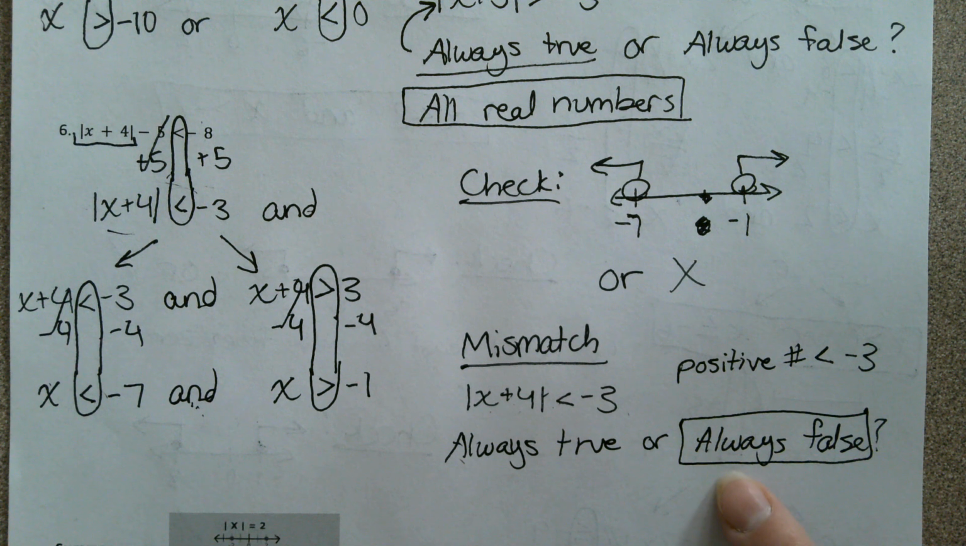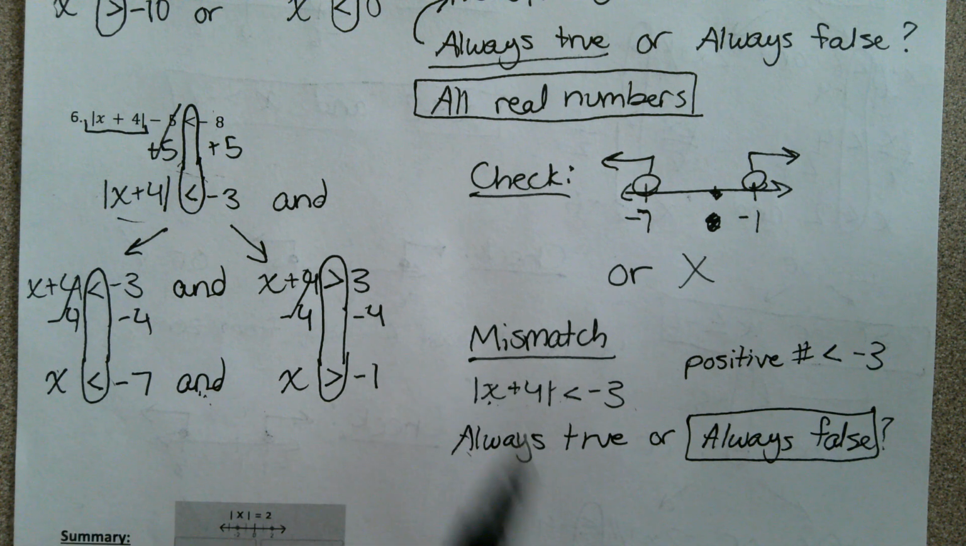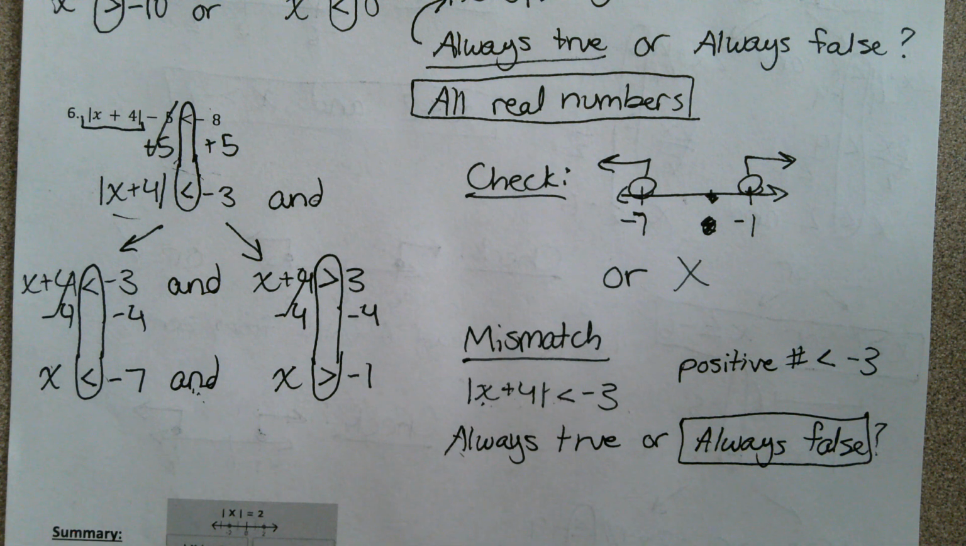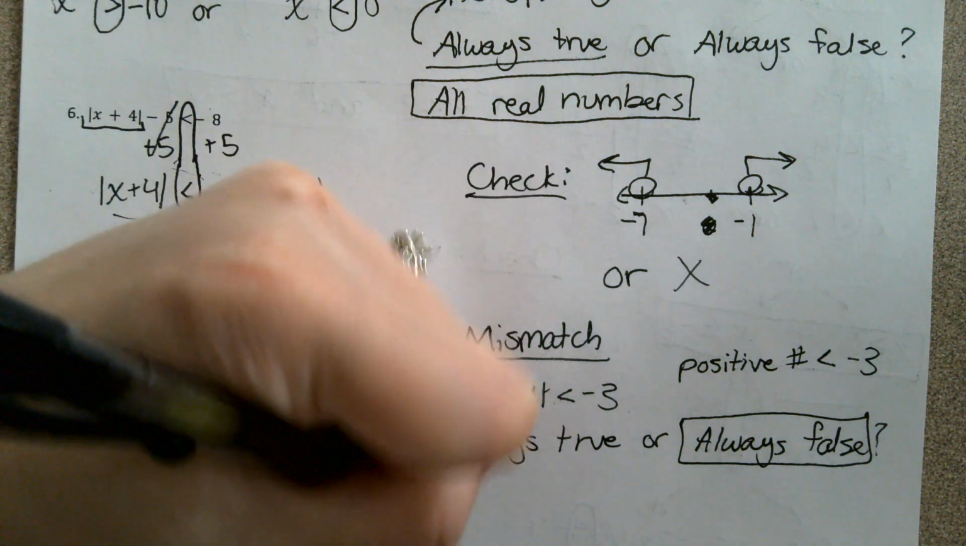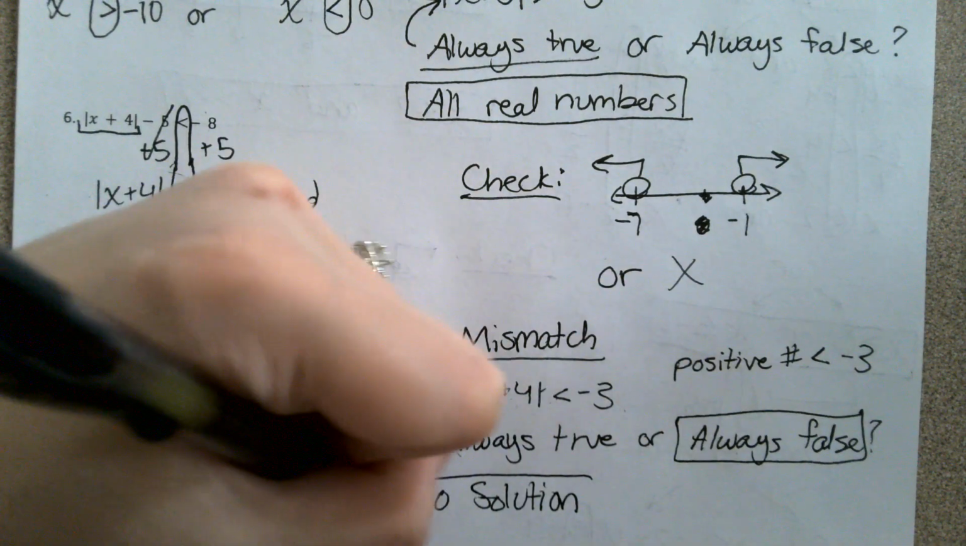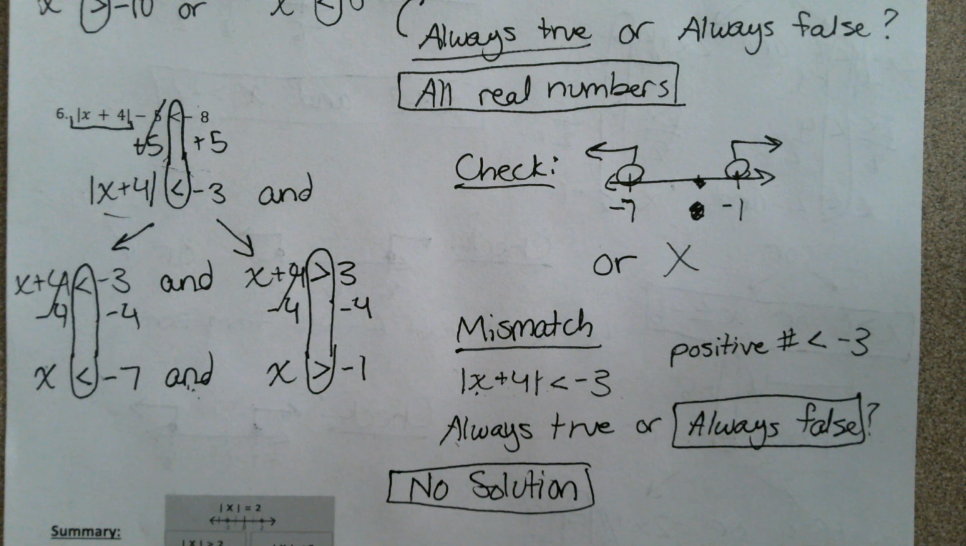Since this is always false, that means there is not a single value of x that will work here. Not one. They will all fail. They will all make this untrue. So that means we have no solution. And that's that.